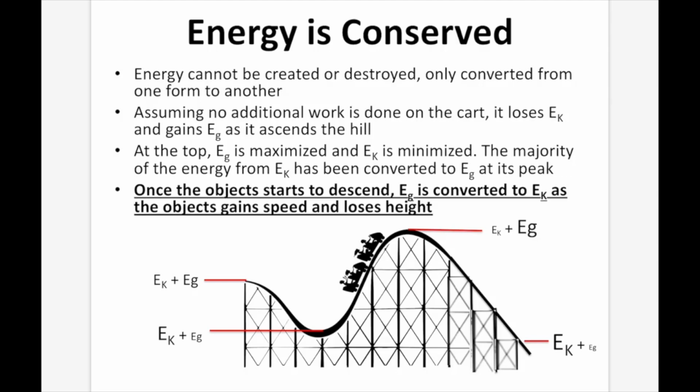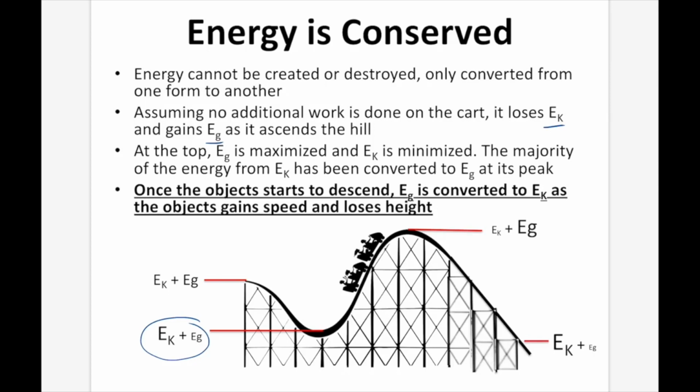In the example we have here on the bottom, we're going to see that as we lose EK, we're going to gain EG as our cart ascends our hill. So the size of the EG and the EK is represented by the size of the letters. You can see at the bottom of the hill at this dip here, we have a large EK and a small EG.